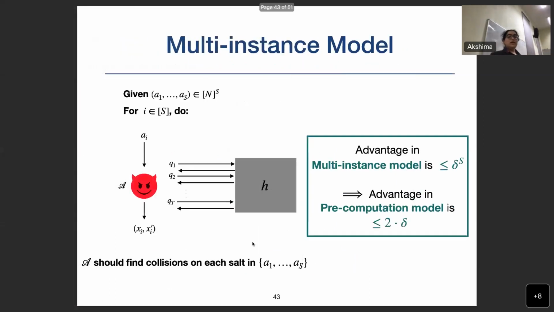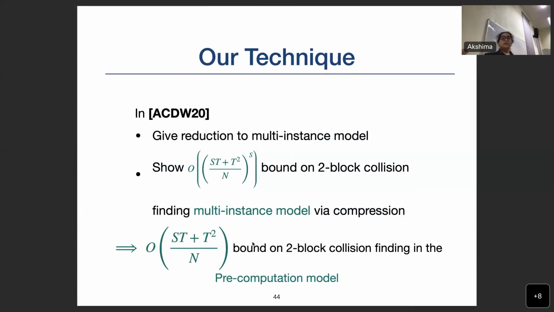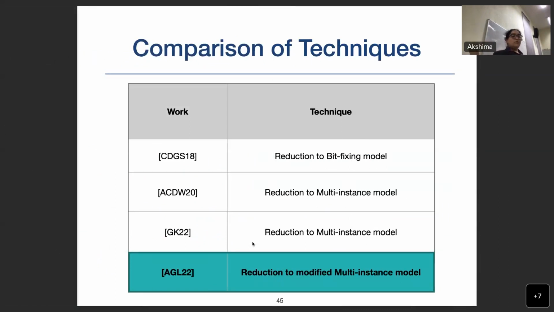Now we can show that if the advantage in this multi-instance model is delta to the S, where S is the number of instances, then in the pre-computation model, the advantage is 2 times delta. So what we did was we showed that in the multi-instance model, finding 2 block collisions, the advantage is at most (st plus t squared over n) to the power s. And this implied that the advantage of finding 2 block collisions in the pre-computation model is st plus t squared over n. The follow-up work of Ghoshal et al. also used the same model. They just fine-tuned how the multi-instance model result was proved.